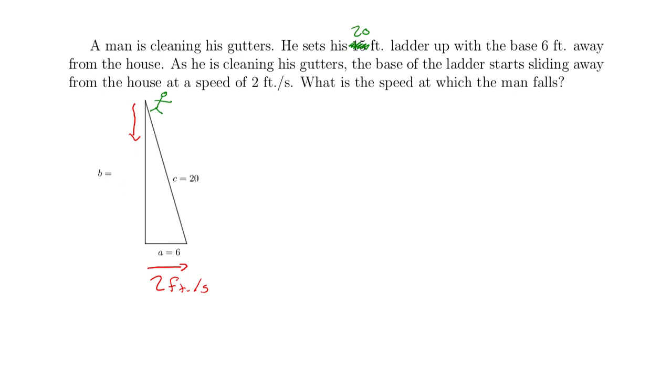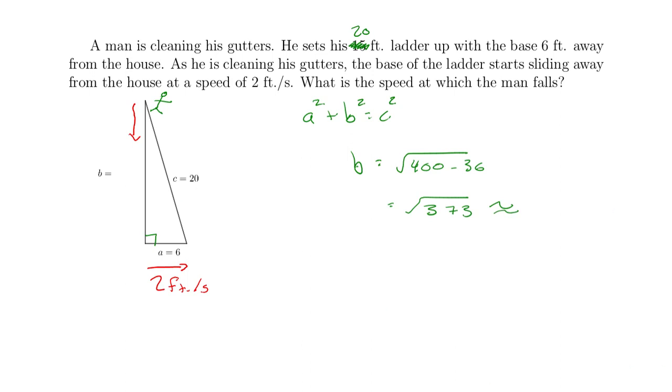You can fill in this b value, the height of the house here, by using the Pythagorean theorem. Notice that we have a right triangle, so we know that a squared plus b squared is equal to c squared. So if we wanted, we could solve for b, and we're going to get the square root of 20 squared, which is 400, minus 6 squared, which is 36. That is the square root of 364. I'm not sure what that is. Let's see if we can get an approximation for that.